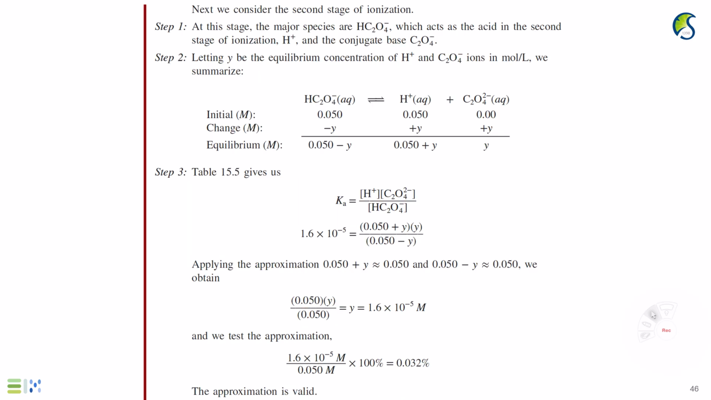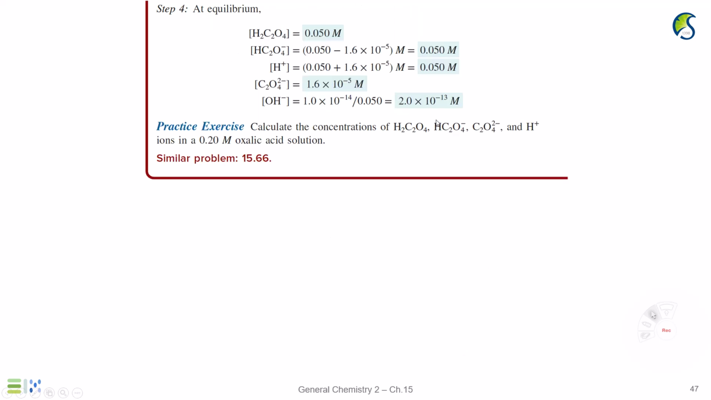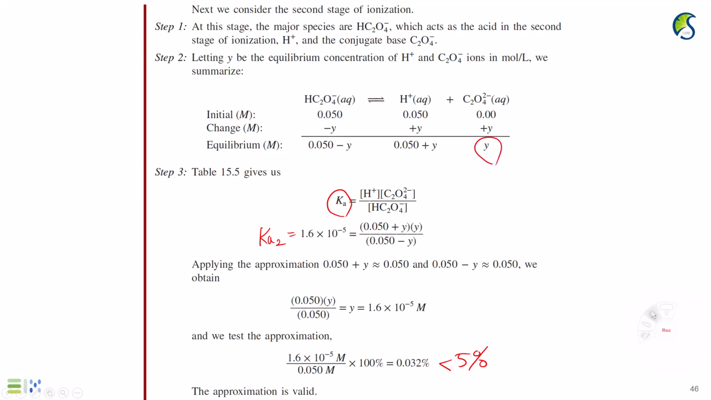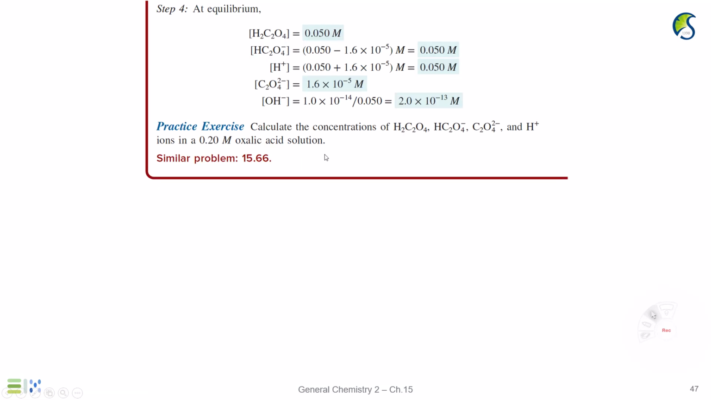And then you move on to the second ionization step, where you do the same thing with another unknown variable y, and you follow the same steps, and you have a different Ka value, the Ka2 value in the table. In this case the approximation is valid because the y value is less than 5%, so you can calculate y, right? So you can calculate the final concentration of all the species. And here, some students would have some questions, right?